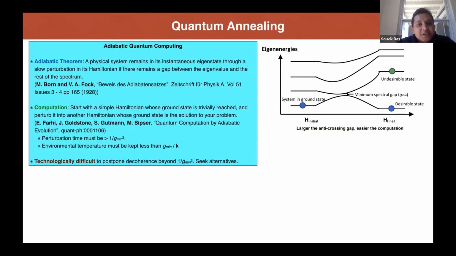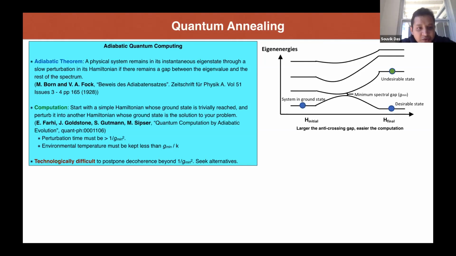Quantum annealing has a history in the adiabatic theorem of quantum mechanics. The theorem states that a physical system remains in its instantaneous eigenstate through a slow perturbation in its Hamiltonian if there remains a gap between the eigenvalue and the rest of the spectrum. So if the system starts in the ground state of H initial, and then you perturb the Hamiltonian to some other Hamiltonian with a different set of states, the system will most probably end up in the ground state of the new Hamiltonian.